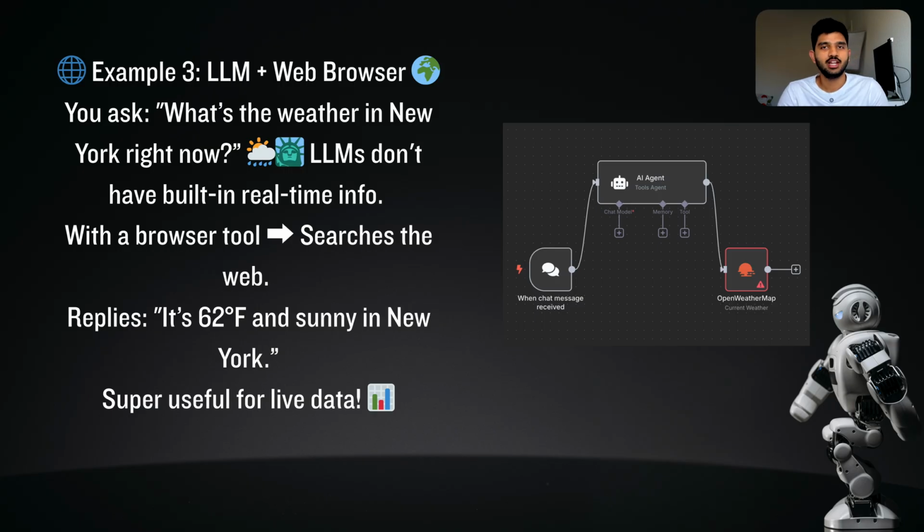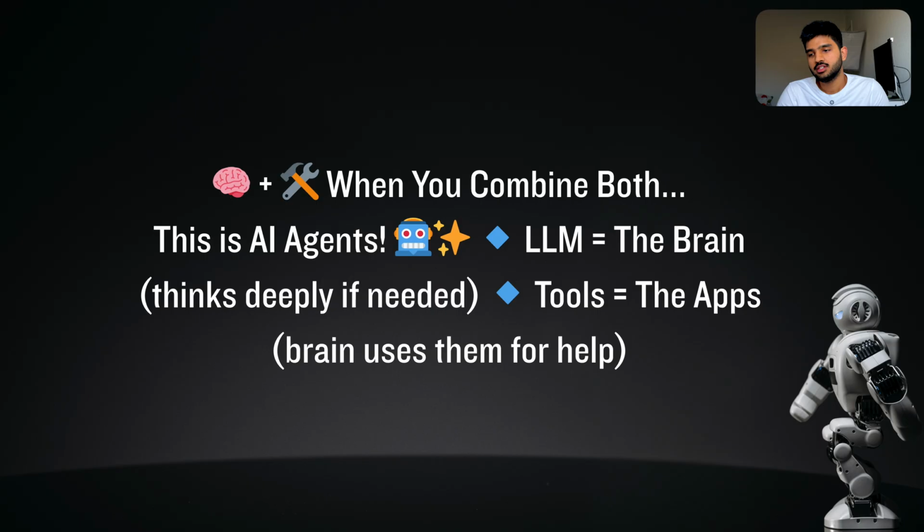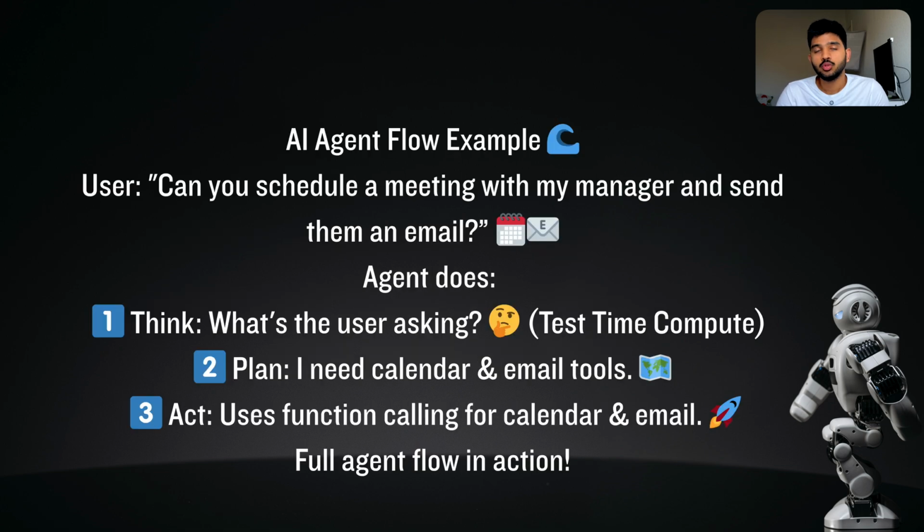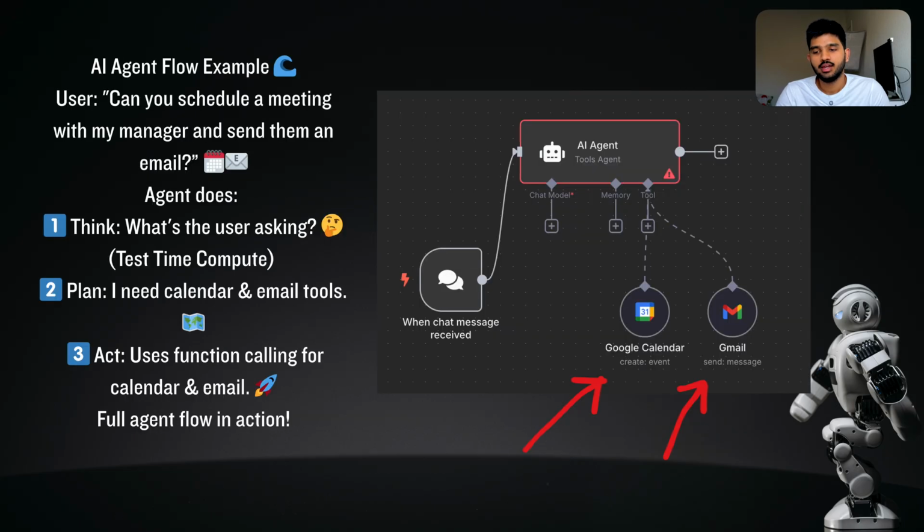Now here's where it gets really interesting. If we are building AI agents, we are actually combining both test time compute and function calling. The LLM is the brain, it can think deeply if needed. The tools are like apps, the brain uses them when it needs help. So when a user asks, can you schedule a meeting with my manager and send them an email? The AI agent will think, what's the user asking, and plan. I need the calendar and email tools, and it also acts by calling functions to open the calendar, book the meeting and send them an email. So this is the workflow for the user's requirement.